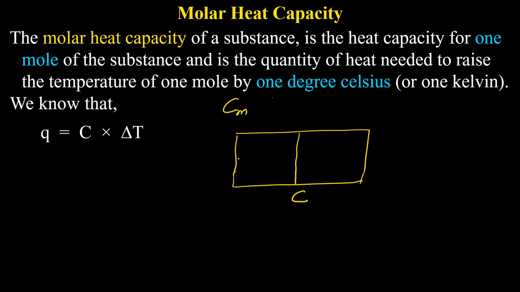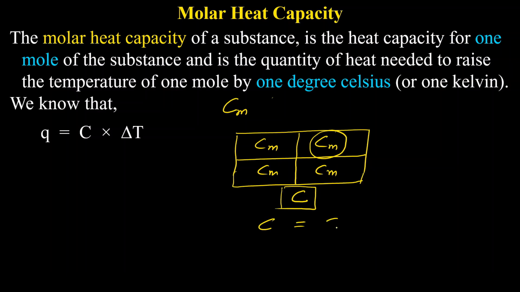And suppose here you have 4 moles of this substance. So for 1 mole, the heat capacity will be Cm. For each mole, the heat capacity will be Cm. So what relationship will you get? You will get the number of moles multiplied by molar heat capacity. That will give you total heat capacity. So total heat capacity will be the molar heat capacity multiplied by how many moles are there in that substance.